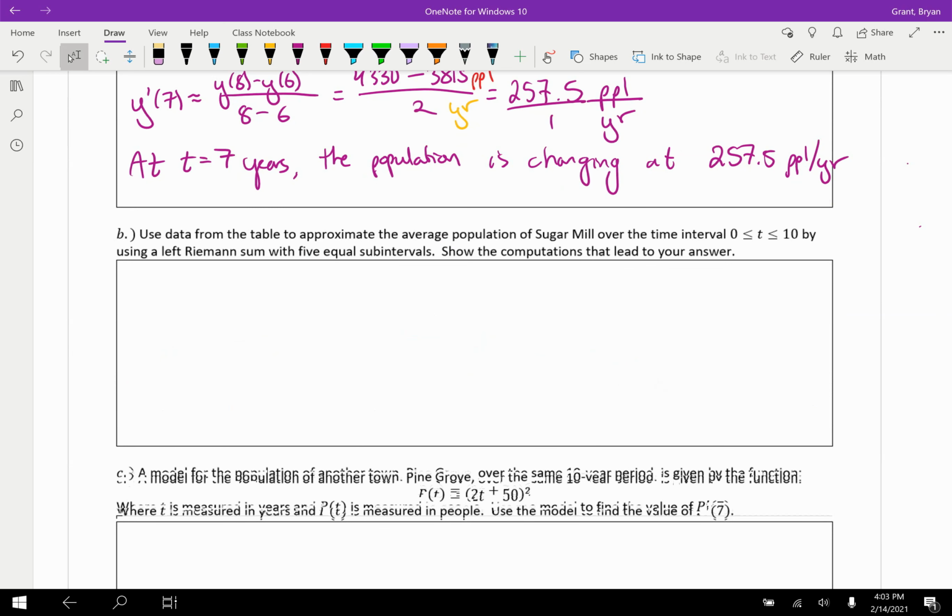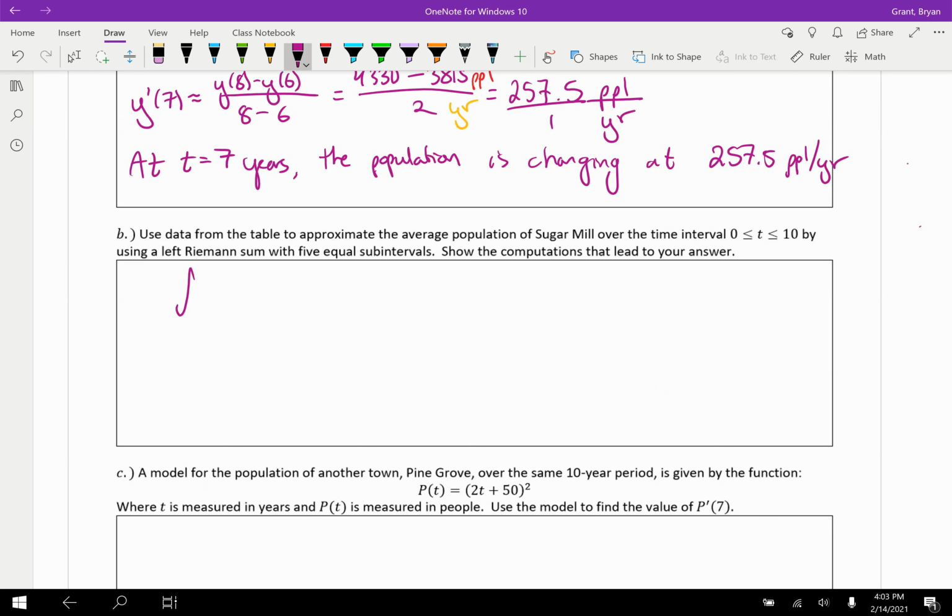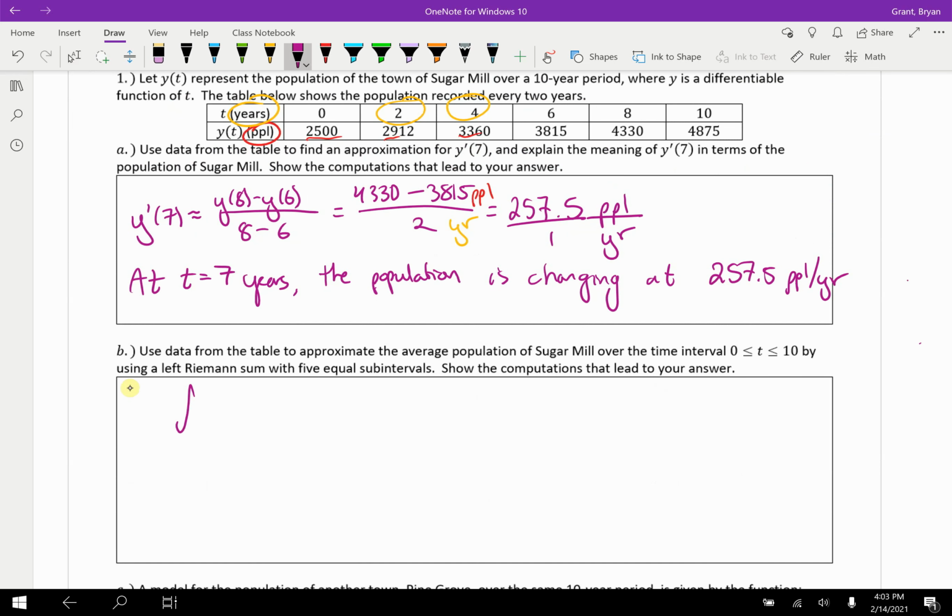Use the data from the table to approximate the average population of Sugar Mill from 0 to 10 by using a left Riemann sum with 5 equal subintervals. Now, I'm always a big fan of first showing the integral of what we're trying to do. So I like to do the integral of what? Well, the integral of, in the table, we have y of t dt, right? And we're saying that this is going to be approximated by a left Riemann sum. So they also told us that there are going to be 5 equal subintervals.